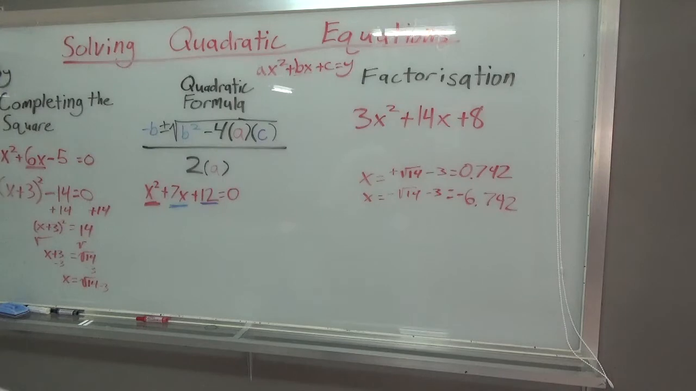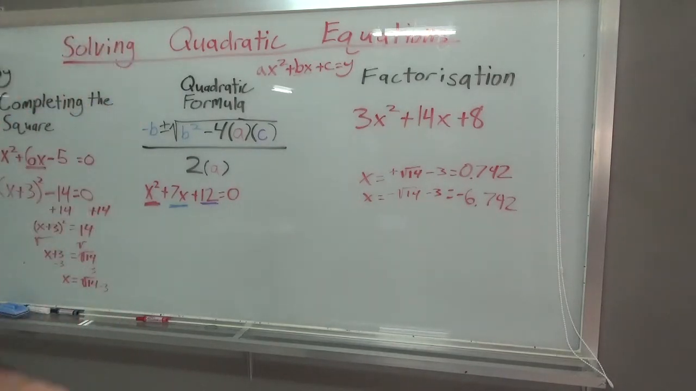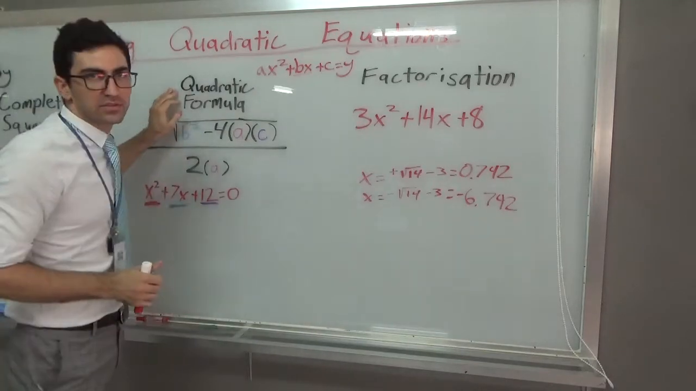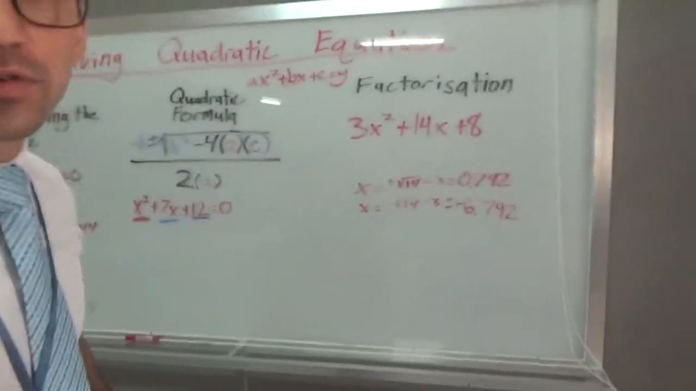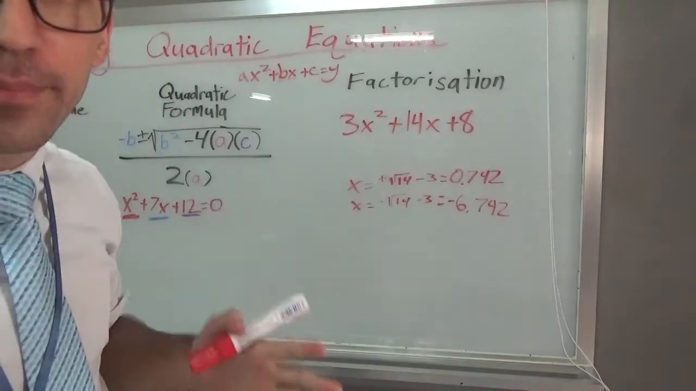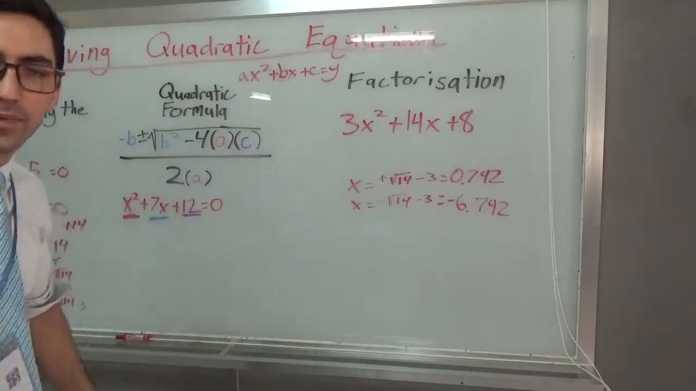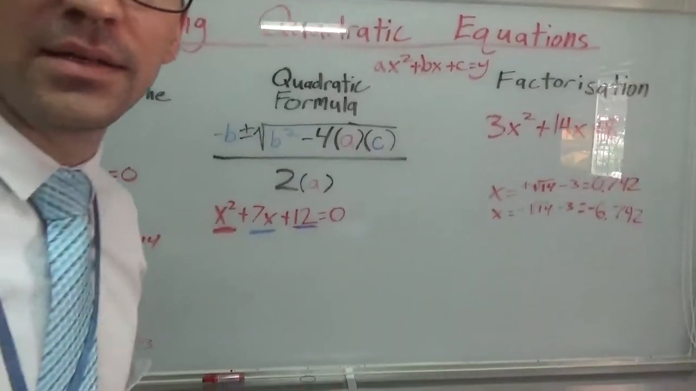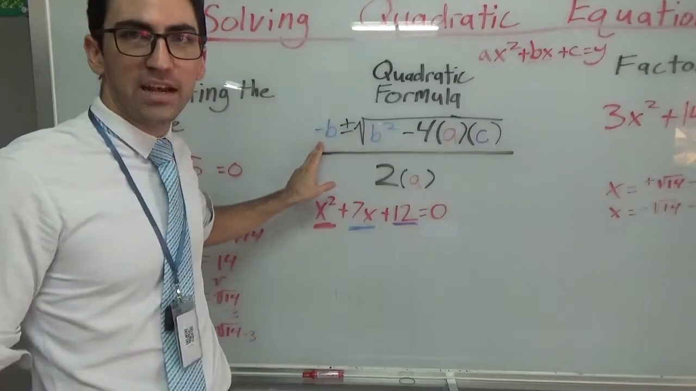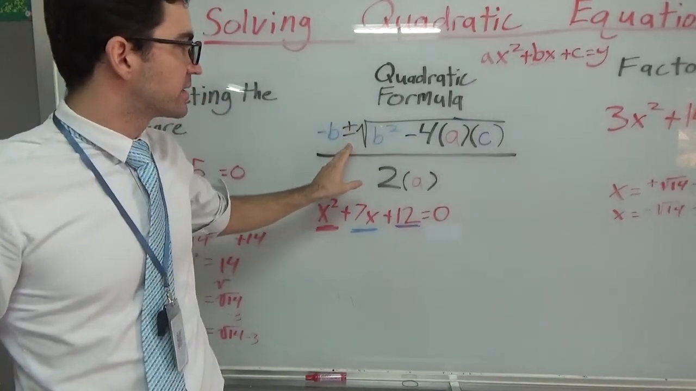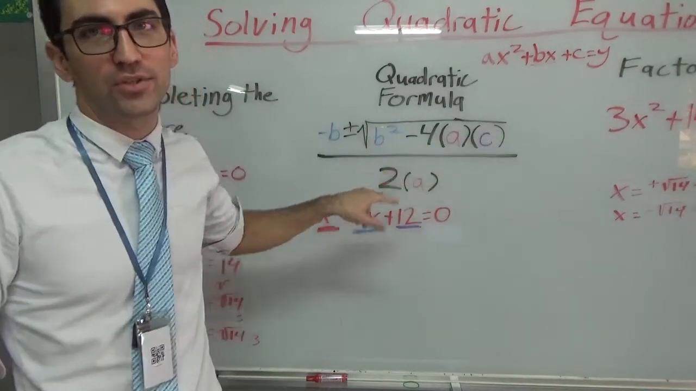So that is how we solve by completing the square. Next, we're going to solve an equation using the quadratic formula. The quadratic formula is simply something that we memorize. Let's see, I'll move this over again. We have negative b plus or minus the square root of b squared minus 4ac all over 2a.